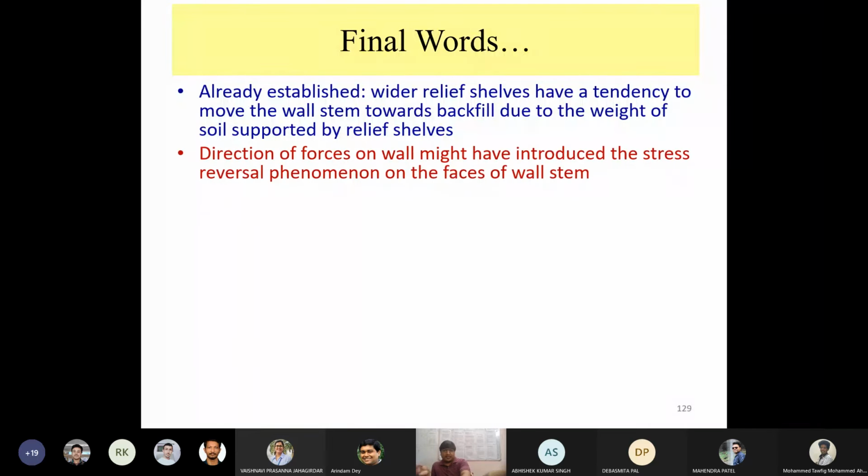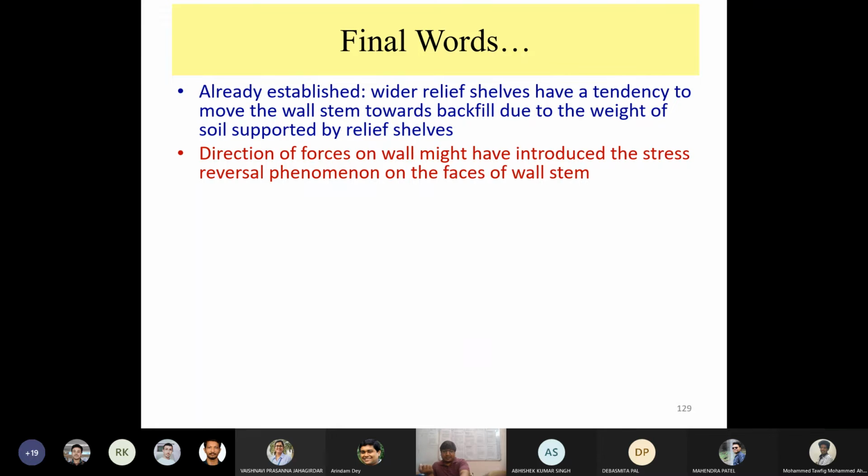This is already established that wider relief shelves have a tendency to move the wall stem towards the backfill due to the weight of soil supported by the relief shelf. So the direction of force on the wall might have introduced the hysteresis reversal phenomenon due to the face of the stem, which has led to the failure of the wall.